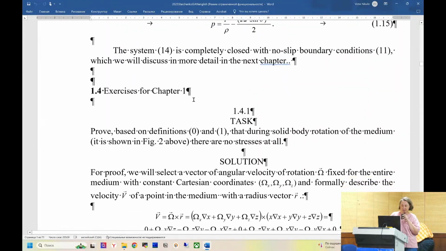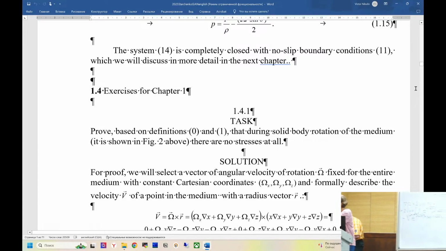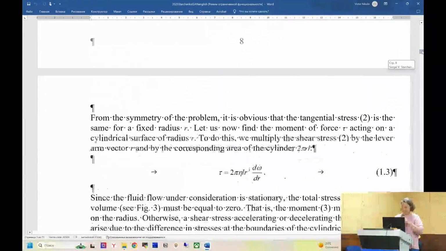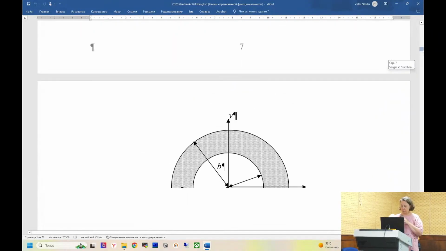So for task 1 here, the formulas 0 and 1 are mentioned. Let's do it like this. Here is task 1. We can make a photo or something, and let's check what we've got as system 0 and 1 here in our list, and compare it with your notes also.